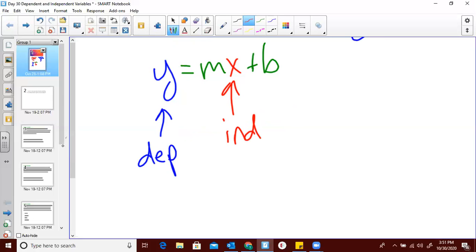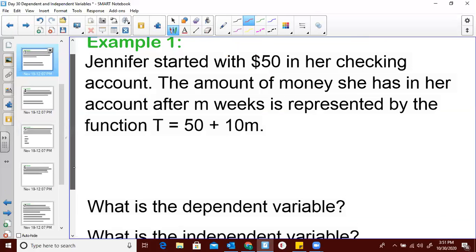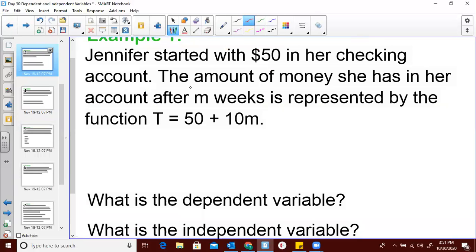All right, so I believe there's like 6 examples. So we're just gonna go through. So Jennifer started with $50 in her checking account. The amount of money she has in her account after m weeks is represented by the function t equals 50 plus 10m.